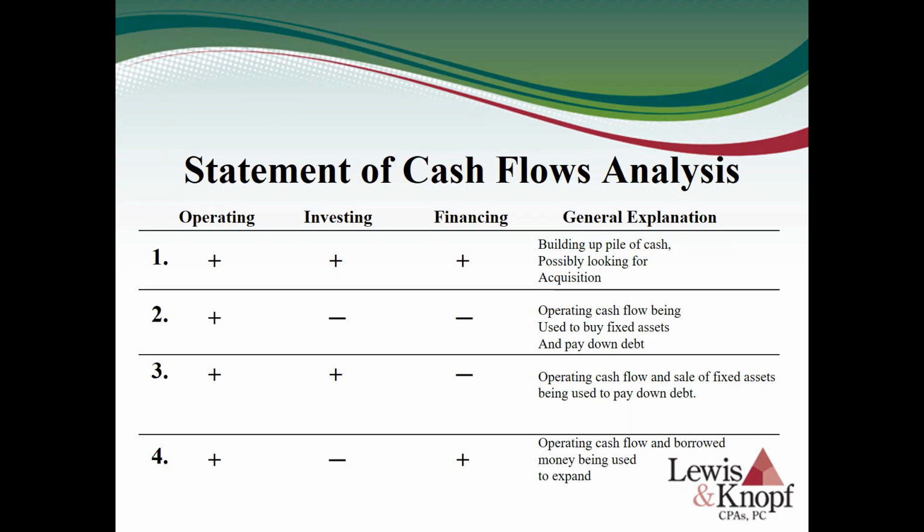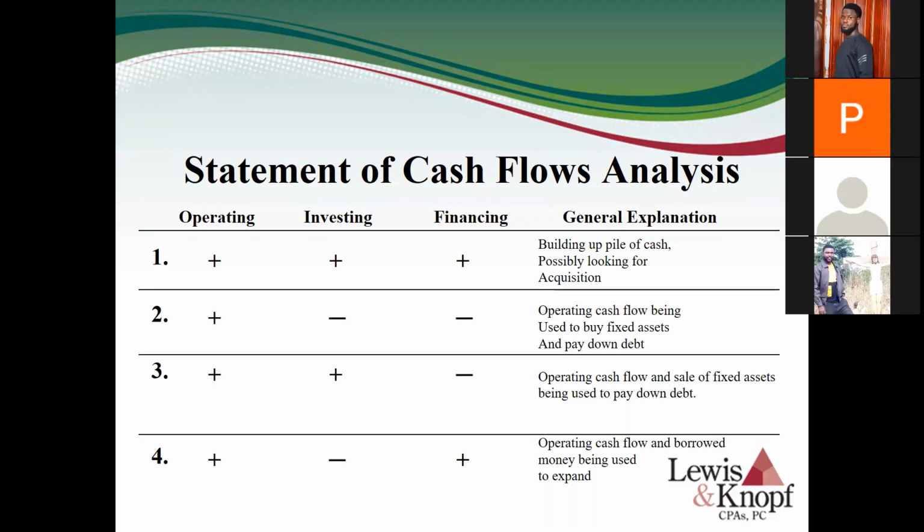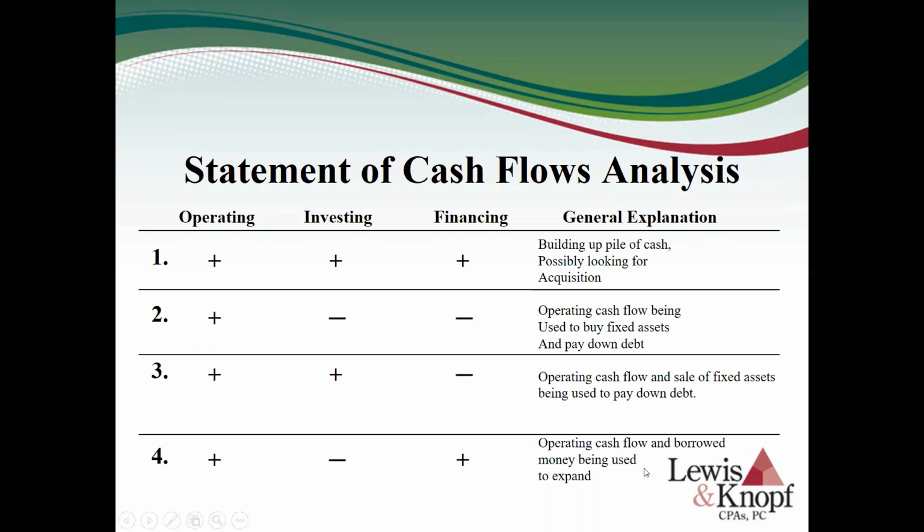And we have the third one, where operating is positive, investing is positive, and financing is negative. It means you are using operating and investment cash to cater for financing. So operating cash flow and sales of fixed assets are being used to pay debt. And then the last one, we are using financing and operating cash to cater for the investments. Either we are borrowing money and using the other money that we have to buy new assets or to expand the business.